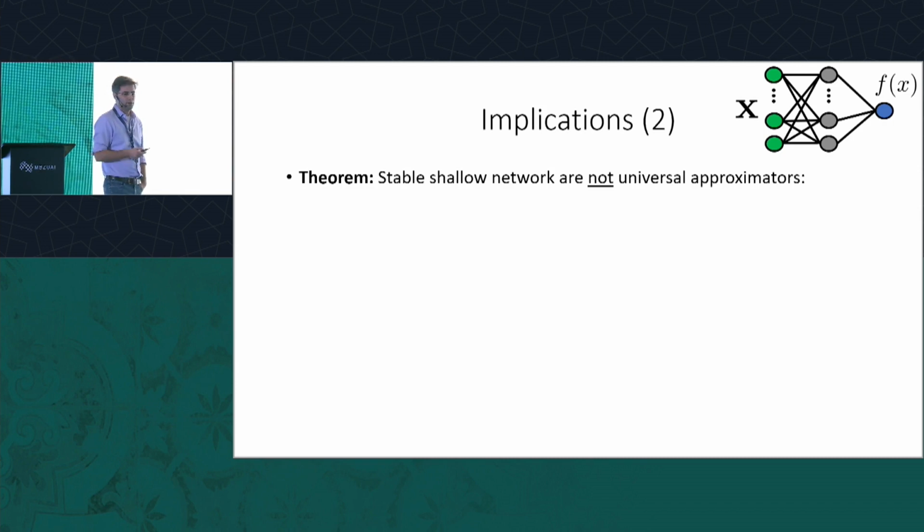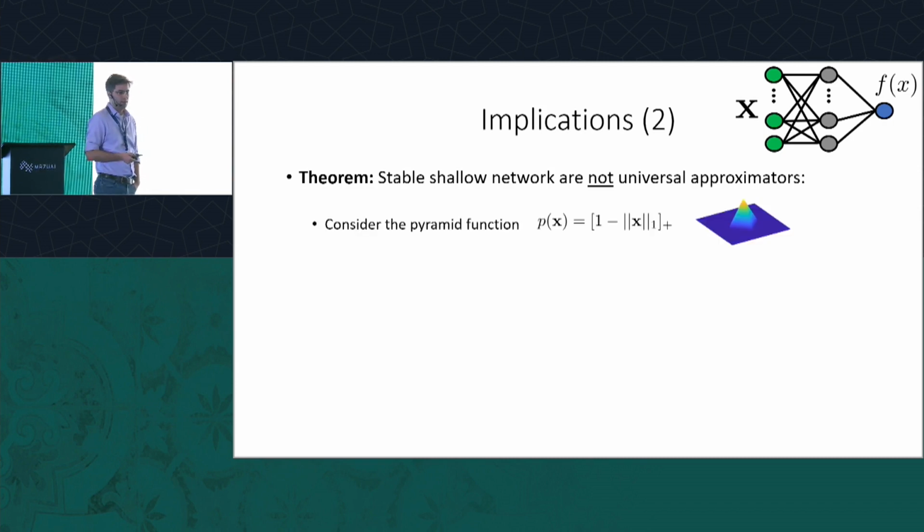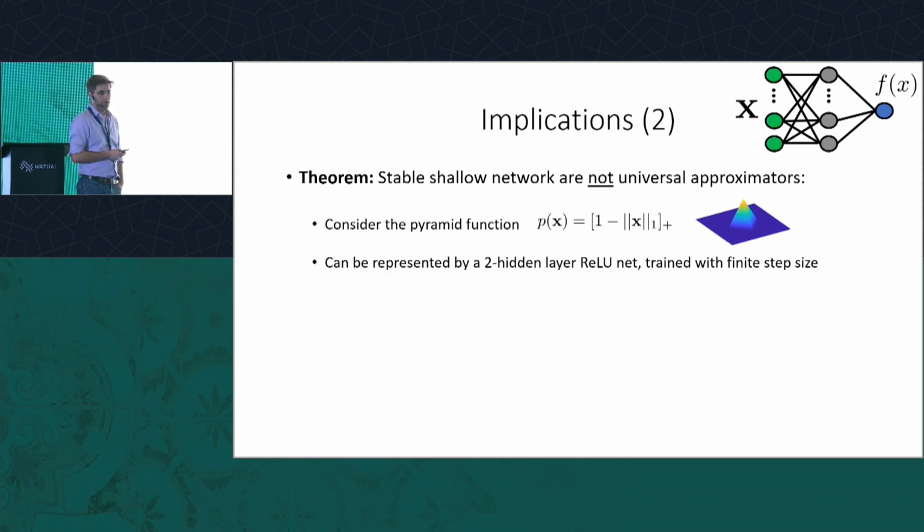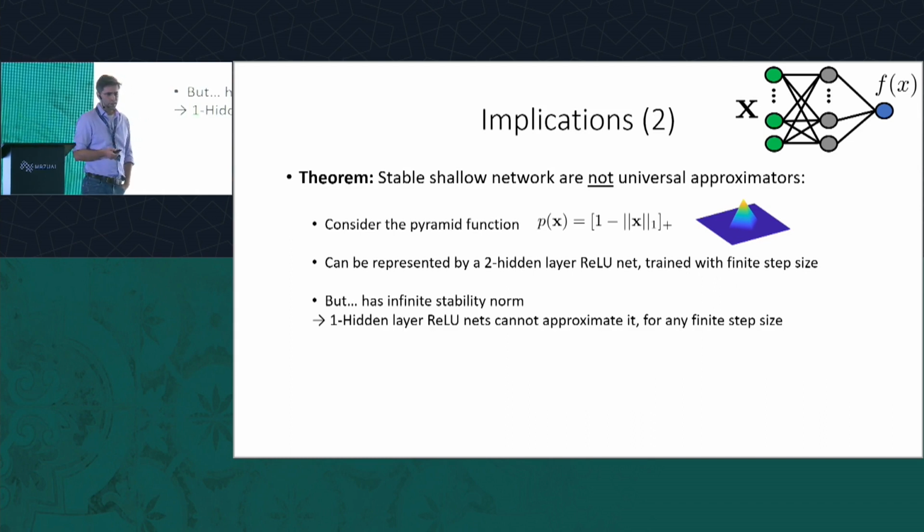we are not universal approximators, in contrast to standard results. For example, consider this pyramid function. This is the ReLU of 1 minus the L1 norm of x. This function you can actually implement precisely using a two hidden layer ReLU net. If you train it with a finite step size, there's no problem, you can converge to this ReLU net, and you can prove this. However, if you calculate the stability norm of this function, you find it's infinite. This means that with one hidden layer, you can't converge to a stable minimum which is this function. You cannot approximate it with any finite step size.